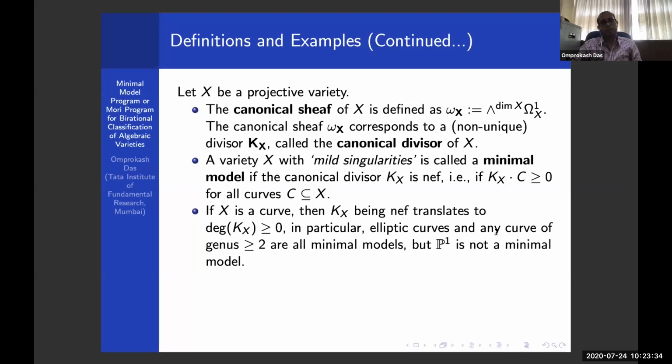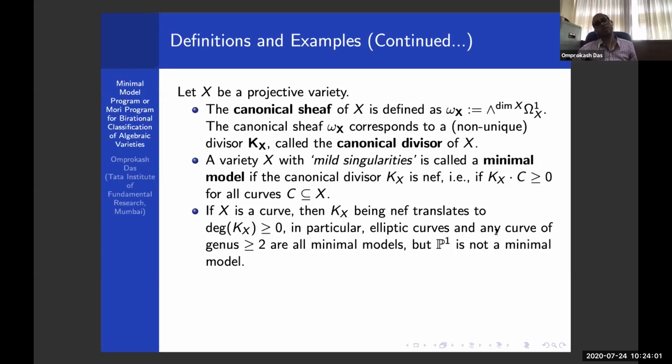Now, if X is a curve, then Kx being nef is the same as what? If X itself is a curve, then intersecting Kx with X simply means take the degree of the canonical divisor Kx. So Kx being nef translates to the degree of Kx being non-negative. So in this definition of minimal model, only the elliptic curves and curves of genus greater than or equal to 2 are minimal models, because the elliptic curve has degree 0.